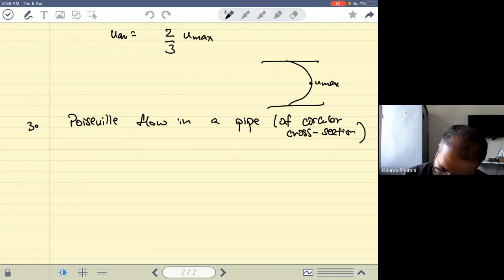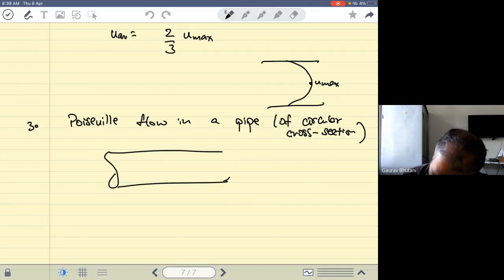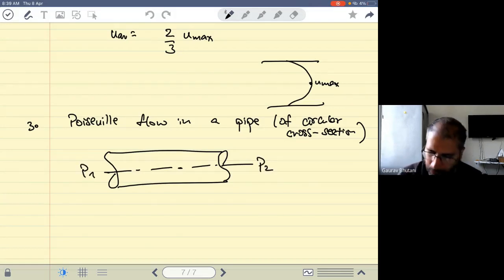So basically you have a pipe, not plates this time. And you again have P1 greater than P2, and that will result in the flow to happen. So now it's a 3D flow, it's not just 2D flow. Now you have to figure out the flow profile. So that is u as a function of r and theta and z.